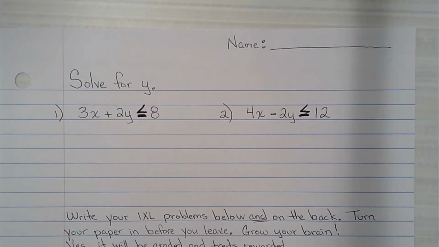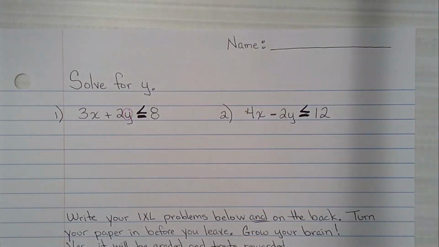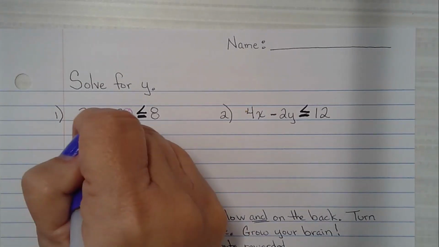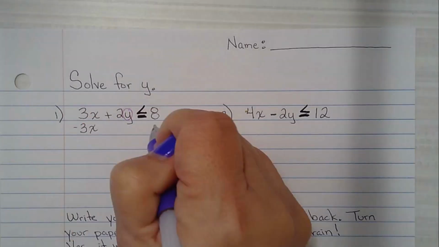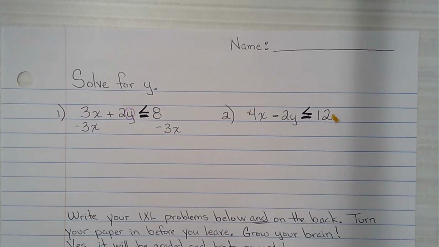So we're going to go over two examples together, and then you're going to do these same types of problems on iExcel. So the first one says 3x plus 2y is less than or equal to 8, and we are working on solving for y. So I'm going to come in here and circle my y. That means I'm trying to get that y by itself. So the first step is going to be to subtract 3x from both sides. You should be writing this on your handout, working with me.